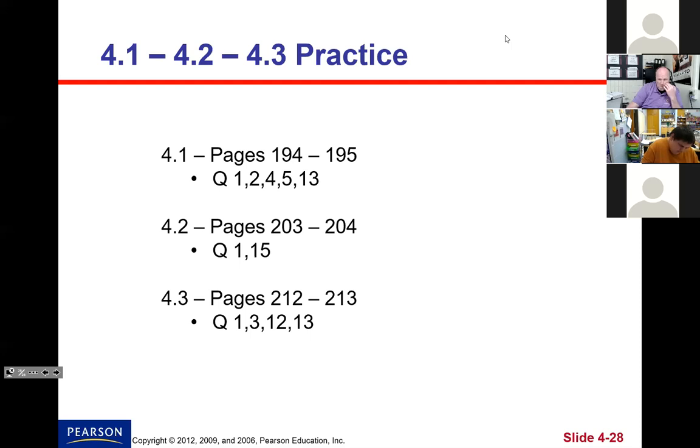Is 9 a prime number? Say that again, please. 9. Here's the deal. Think about when you're trying to figure out if it's a prime number, what are the factors? What are the numbers that get you that? So 9 could have 1 and 9, but it could also have 3 and 3. Because it has more than 2 factors, it's not a prime.